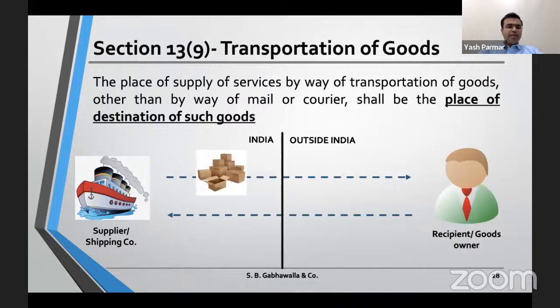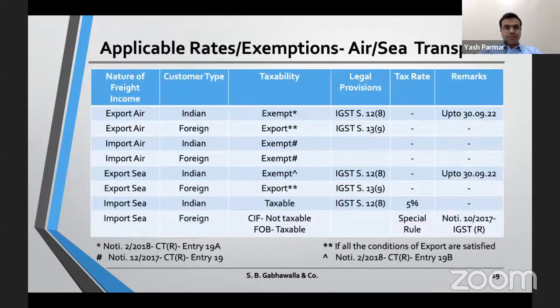So he is approaching a shipping company: these are my goods in India, I want you to ship these goods to my location in a foreign country. Now, in this case, the place of supply will be the destination of goods, which is the location outside India, and therefore, depending on whether other conditions are satisfied or not, this can be treated as an export of service, because place of supply is defined to be the location of the destination of such goods. And with this background, we'll try to understand various kinds of scenarios and their taxabilities in the GST regime.